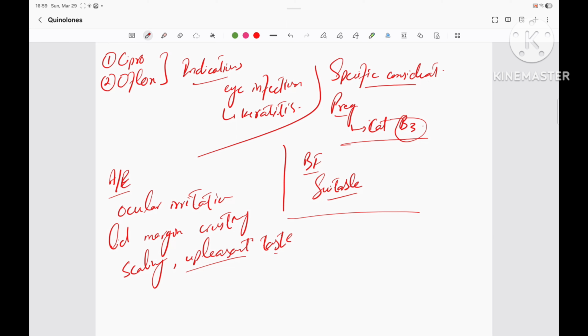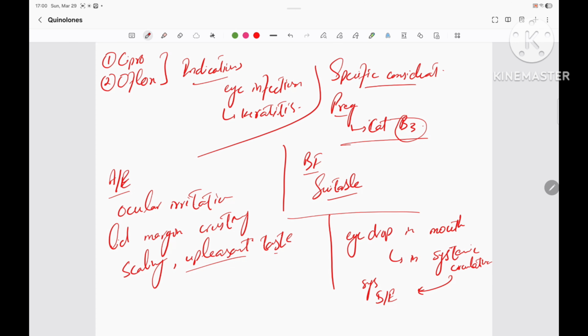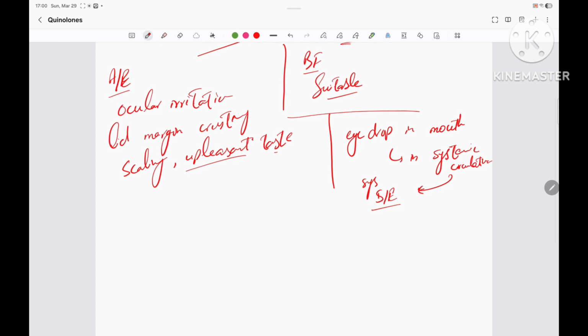And this is a noteworthy thing, because whenever you find your eye drop in your mouth, it means it's going to be in systemic circulation. And if it is going into systemic circulation, it will cause systemic side effects as well. So that's why if, for example, the dose of any medicine prescribed is 1 drop, then you have to use just 1 drop. If you increase it to 2 drops or 3 drops, then side effects will appear.